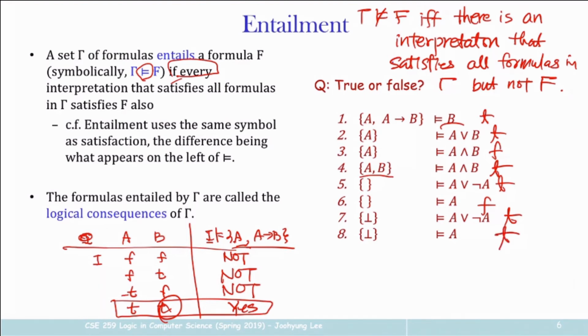Okay, it's a bit similar to the bottom elimination rule that you saw before, right? So from the bottom, you can derive any formula. In fact, bottom entails any formula too. And even the bottom. So bottom actually entails bottom too. Okay? Because simply you don't need to worry about the right-hand side if there's no interpretation that satisfies the left-hand side. Okay? So even this guy is true.